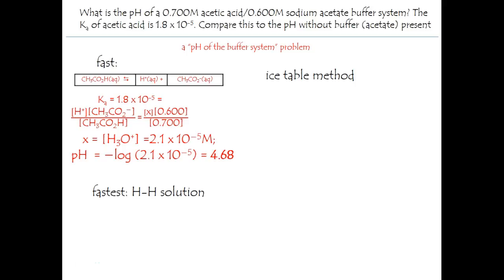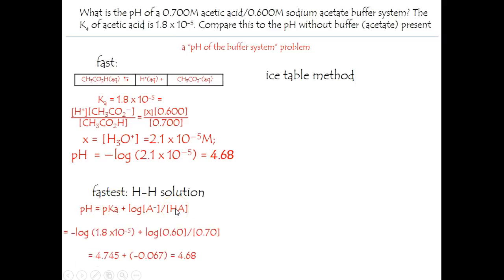The fastest method is the Henderson-Hasselbalch equation because you'll see that they give you everything: the Ka, the concentration of A minus, and HA. So we simply take the negative log of the Ka to get the pKa, and then we plug in the two numbers that they give us, and very quickly we get the exact same answer.